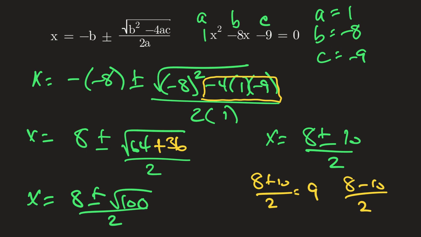Over here, what's 8 minus 10? Negative 2. And what's negative 2 divided by 2? Negative 1. Negative 2 divided by positive 2, negative 1.